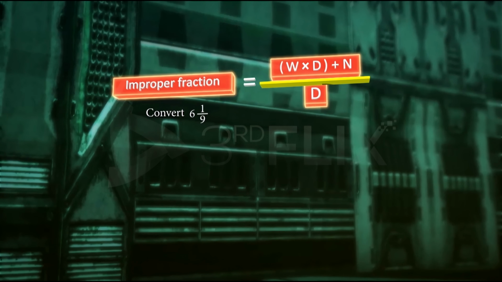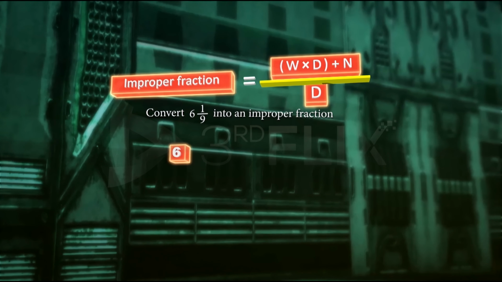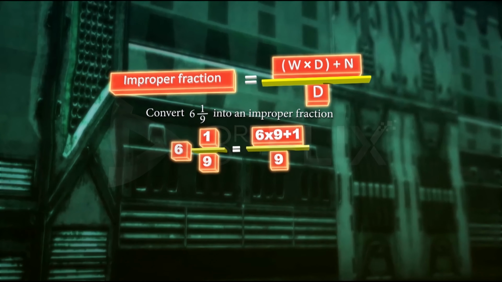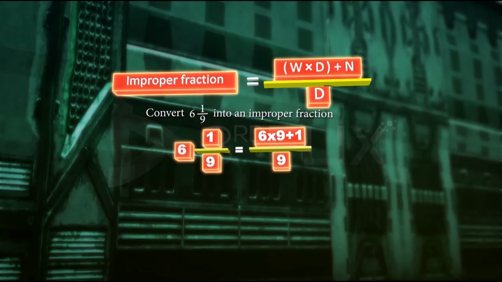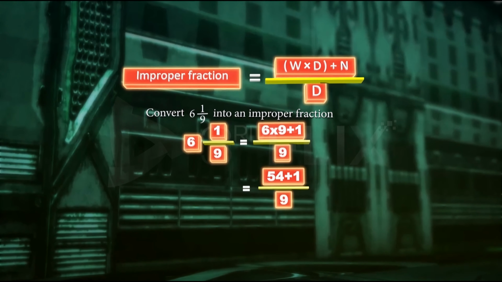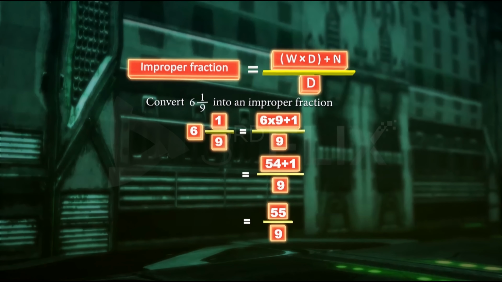Convert 6 1 by 9 into an improper fraction. 6 1 by 9 equals (6 times 9 plus 1) divided by 9, equals (54 plus 1) by 9, equals 55 by 9.